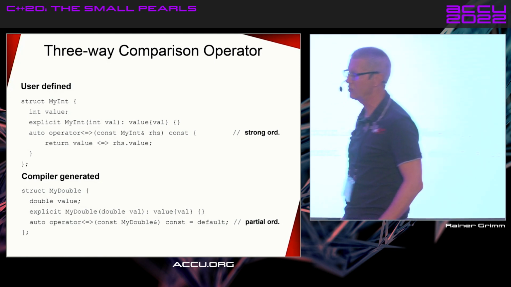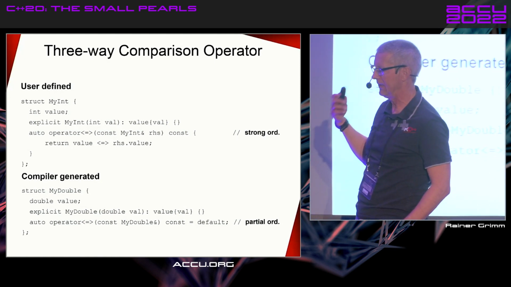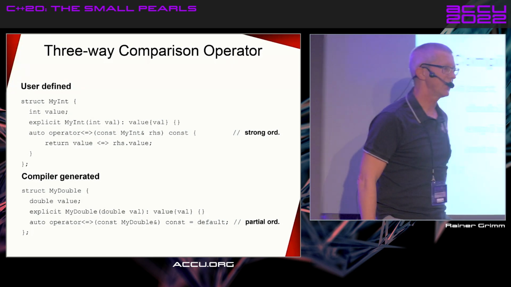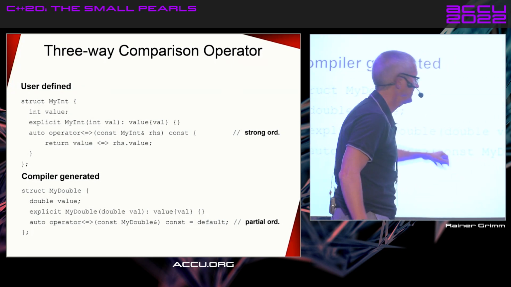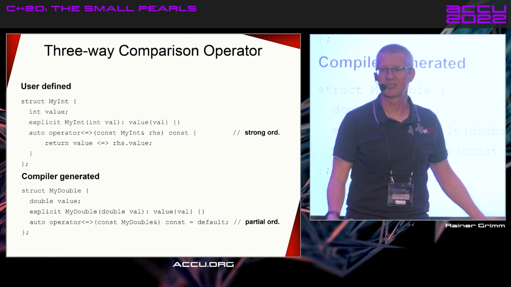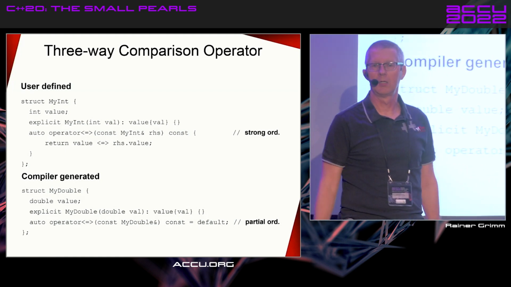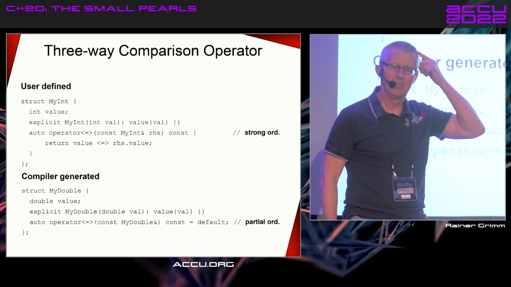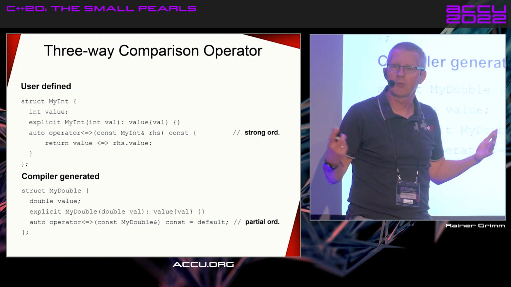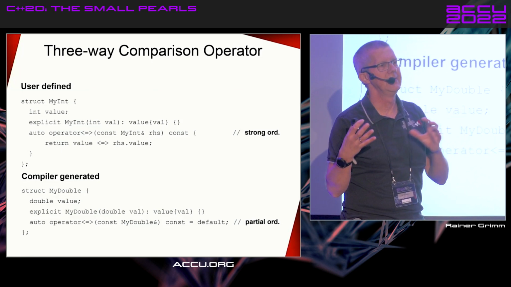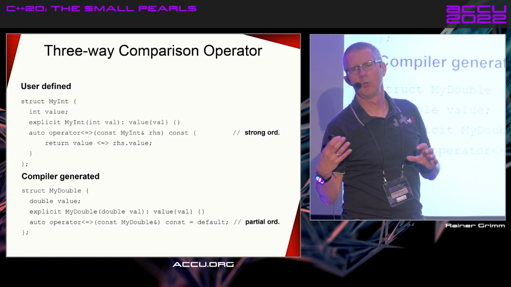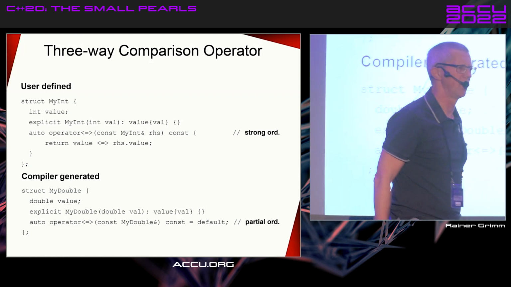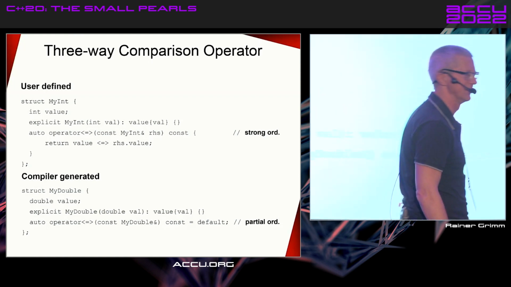Strong ordering essentially means each int can be compared with each int. So this is strong ordering. Partial ordering means there are doubles available which cannot be compared, such as NaN. Therefore, you only get a partial ordering. In between, we have a relationship which is called weak ordering. So the compiler automatically generates the appropriate ordering types.